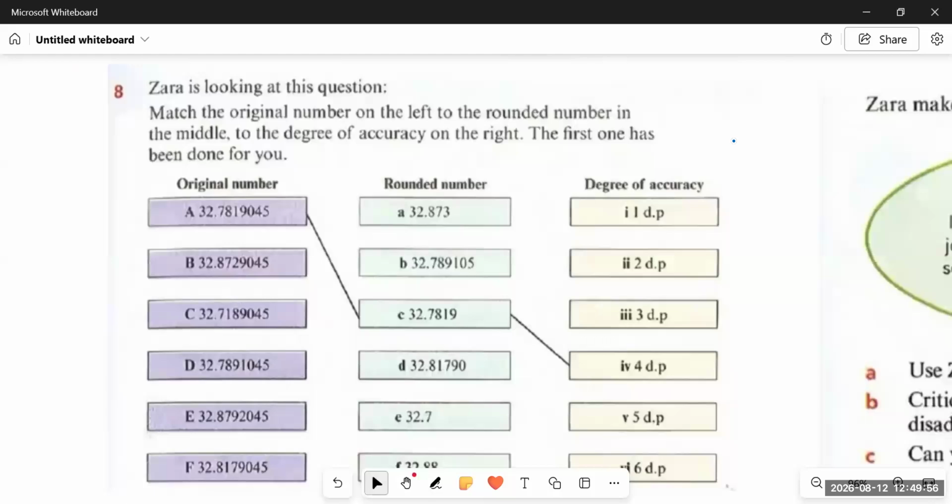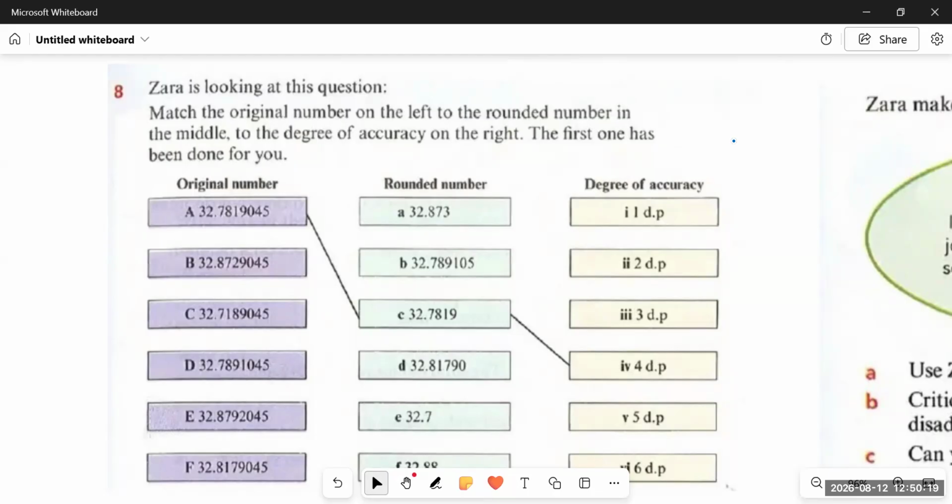Here in this question, Zara is looking at this question, and what you have to do is match the original number on the left to the rounded number in the middle to the degree of accuracy on the right. The first one has been done for you. So we have to compare the numbers with their rounded number and the relative degree of accuracy.